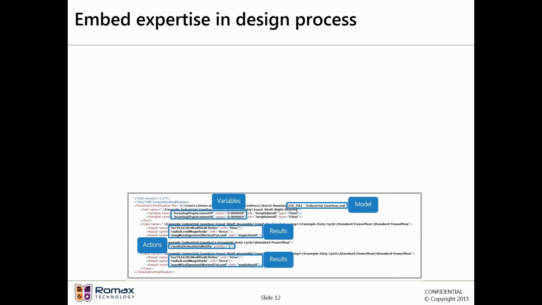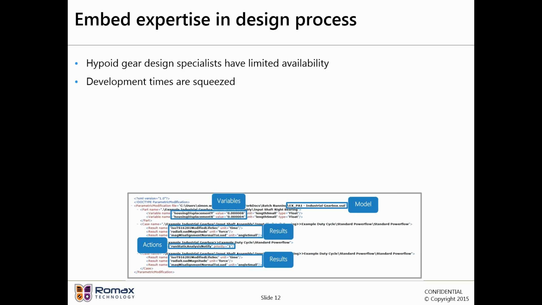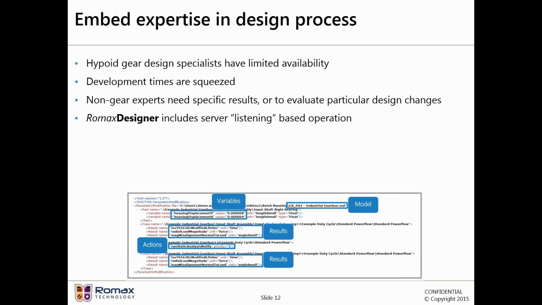A further step where we've tried to help axle manufacturers improve efficiency of their process is by providing special tools for embedding their own expertise within their design process. This is because hypoid gear specialists typically have limited availability within their companies, and development times are always squeezed. And often we found a requirement that non-gear experts need specific results or need to evaluate particular design changes. For instance, looking at changing the wall thickness on a housing, or looking at a different bearing choice. We might be able to define those individual tasks well enough that we can use them with a separate application to run Romax Designer in a server listening-based operation. So by creating template models that embed the expertise of your gear experts, you can free them up by allowing other people to quickly access those models to get specific results or make specific design changes.